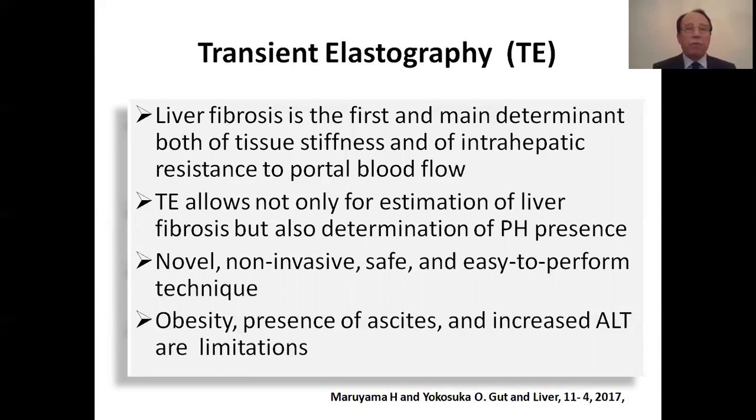Obesity, presence of ascites, and increase of the ALT value are all limiting factors that may impede a precise measurement of liver stiffness. Liver stiffness reveals the grade of portal hypertension and thus predicts the presence of varices.